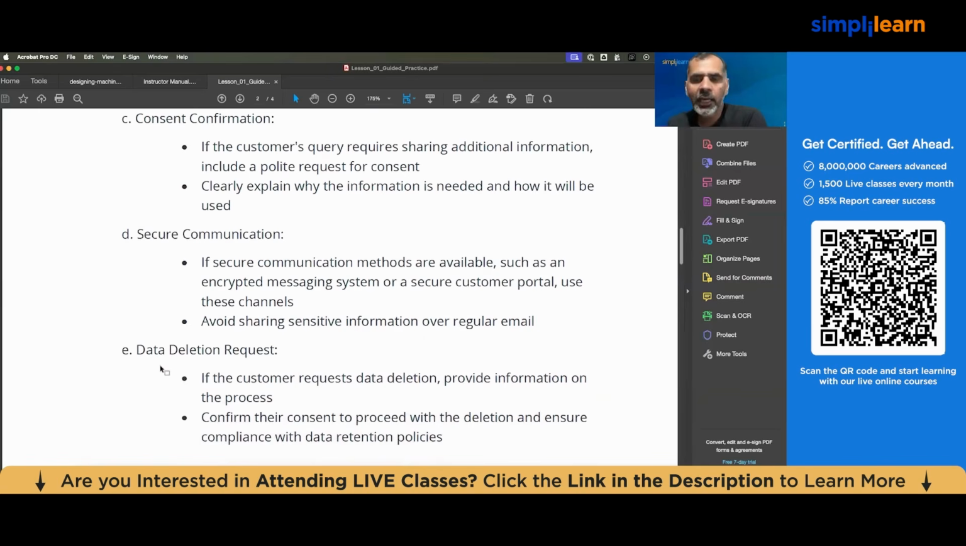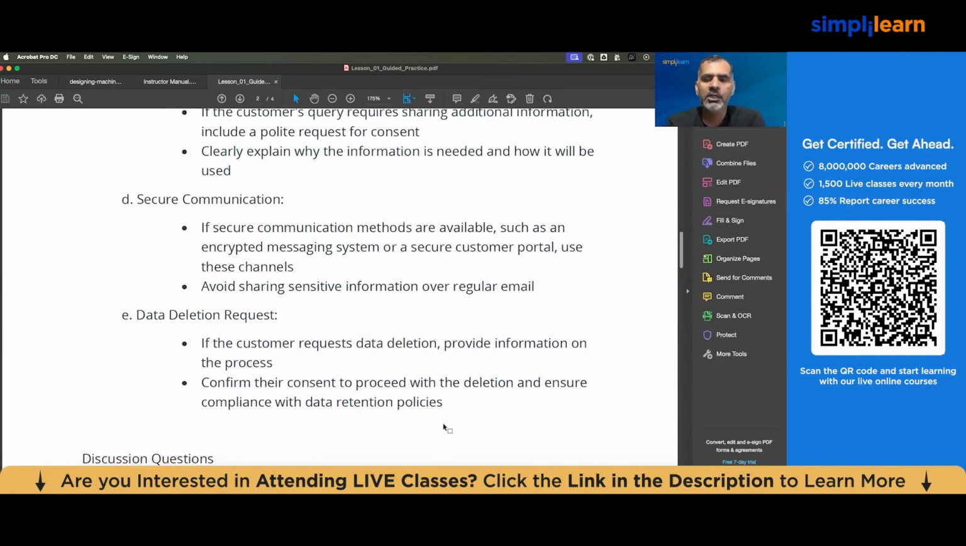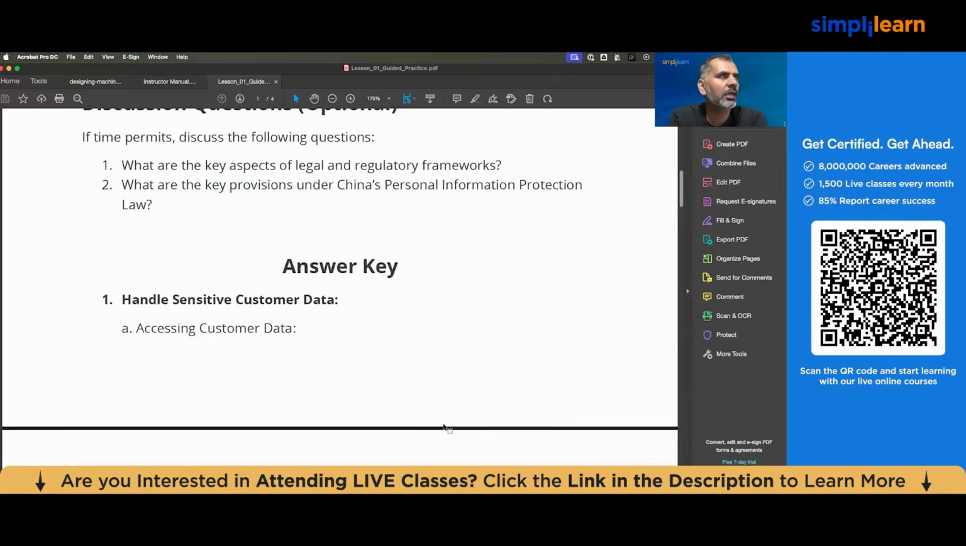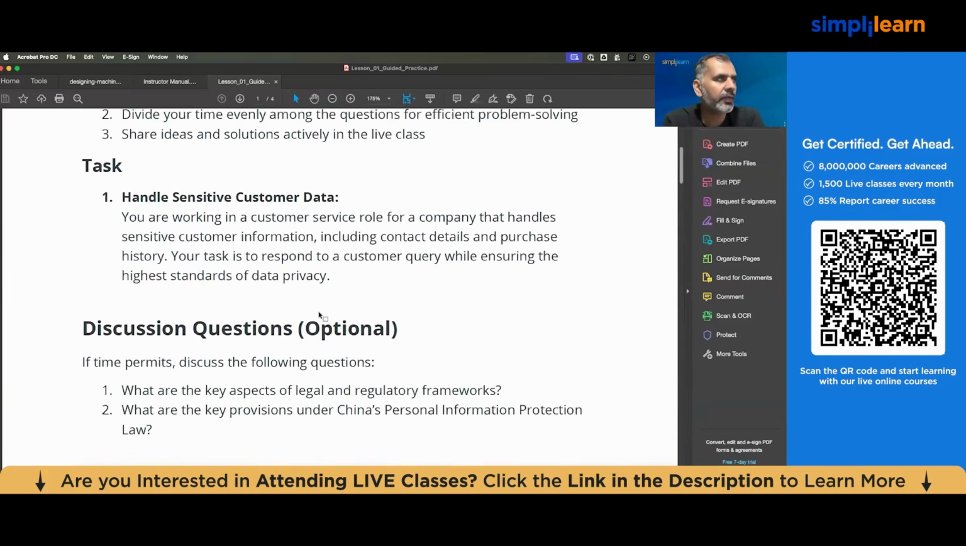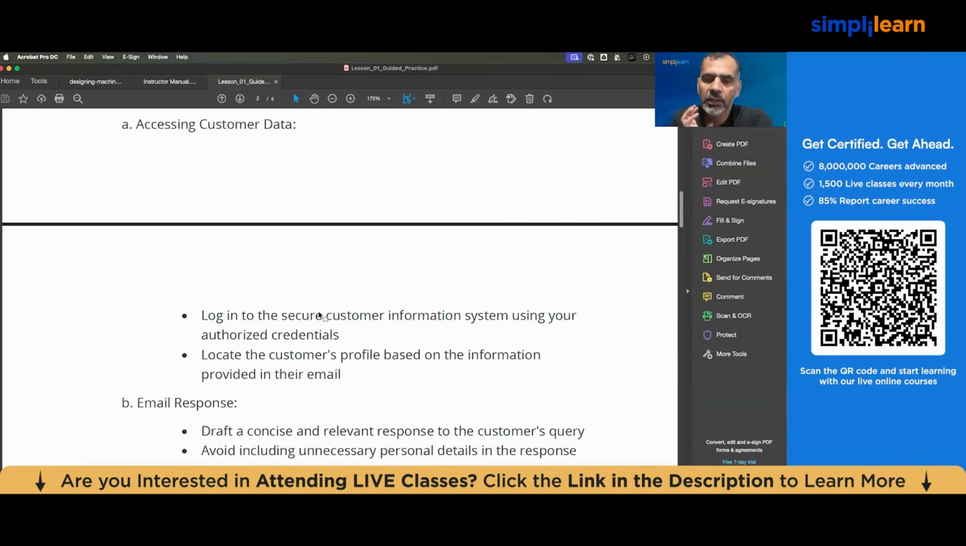And at the end of this, you can add a data deletion request. If the customer requests data deletion, provide information on the process and confirm their consent to proceed with the deletion to ensure compliance. So once the task is fulfilled, you should request to delete that information. In that way, you are actually securing your customers' sensitive personal data. Are we clear with these steps? This is all theoretical. This is all ethical, how you should respond to such sensitive cases, such sensitive issues.